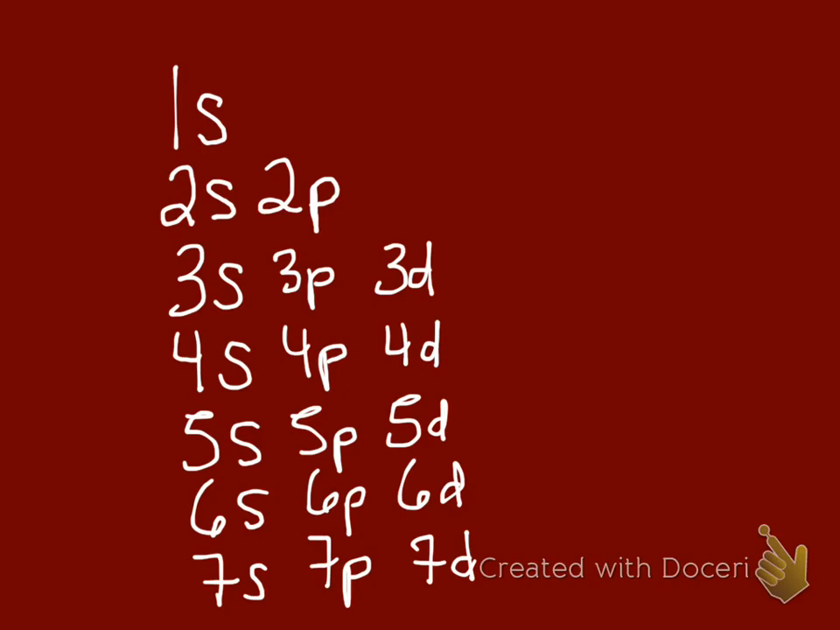What do we add on the fourth main energy level? F. So we have 4f, 5f, 6f, and 7f. This is traditionally about as far as it gets drawn out.